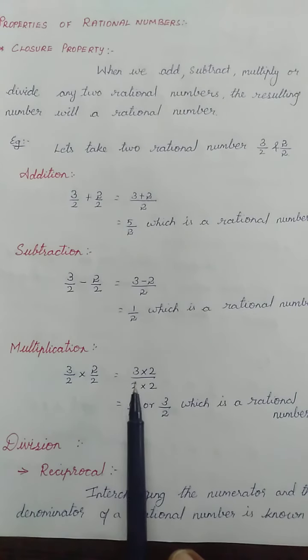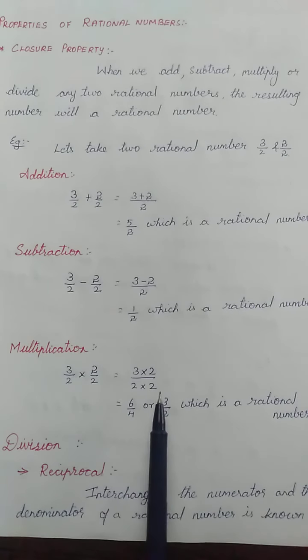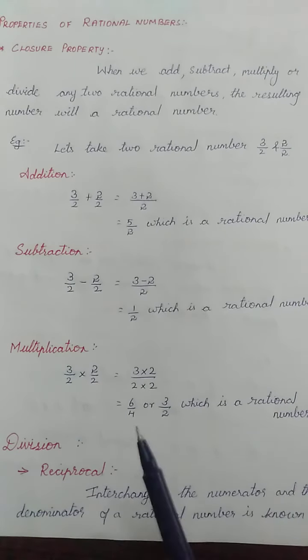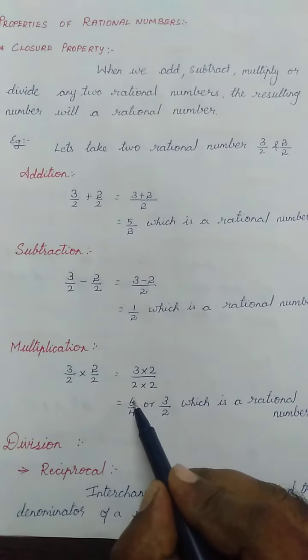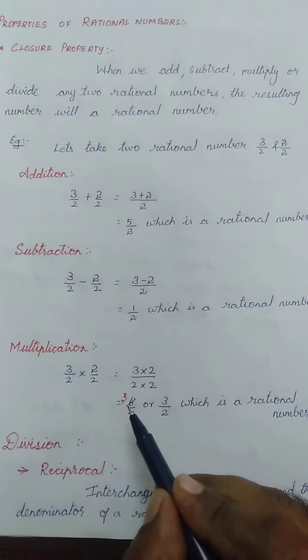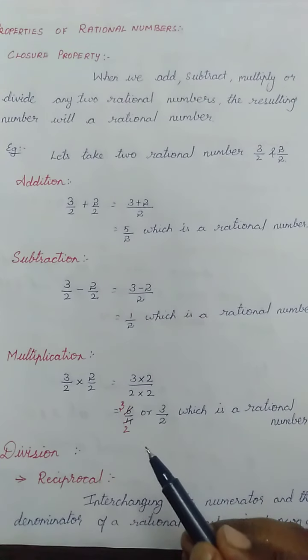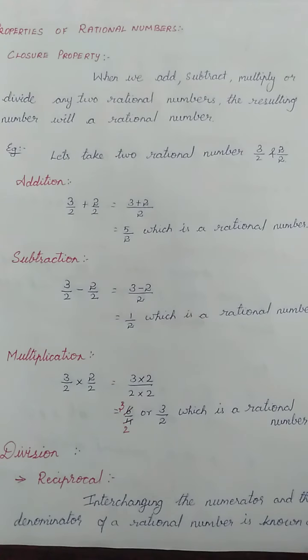So we will get 3 into 2 the whole divided by 2 into 2. So 3 2s are 6, 2 2s are 4. By reducing the terms using the 2 table, 2 3s are 6 and 2 2s are 4. So we will get the answer as 3 by 2, which is also a rational number.